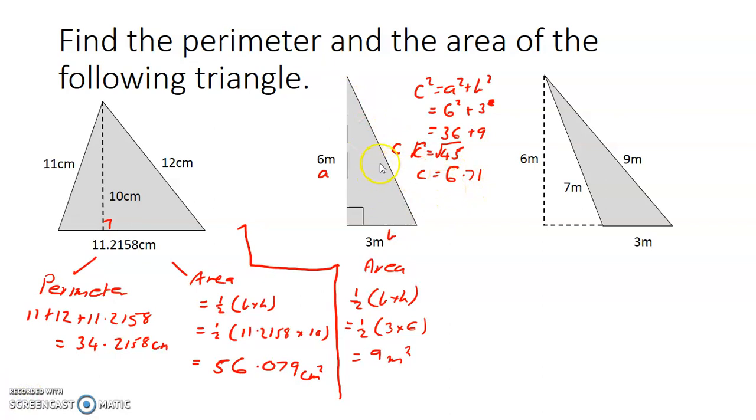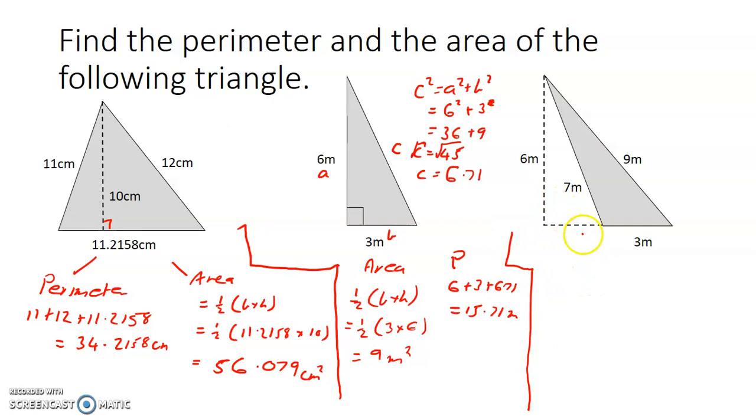Good thing to think, does it make sense? It's a hypotenuse, it's the longest side, it has to be longer than 6. 6.71 seems to fit. So then for this, I'm just going to do the P for a perimeter. If we need the perimeter, we've got 6 plus 3 plus 6.71. So you're looking at 12, 13, 14, 15.71. And the answer's in metres.